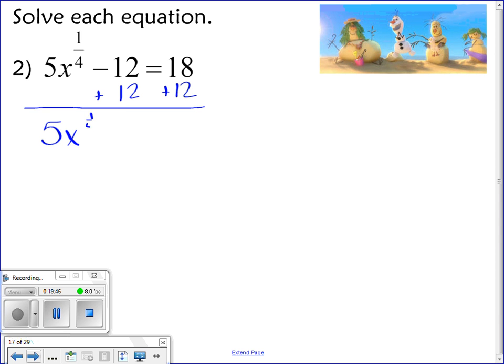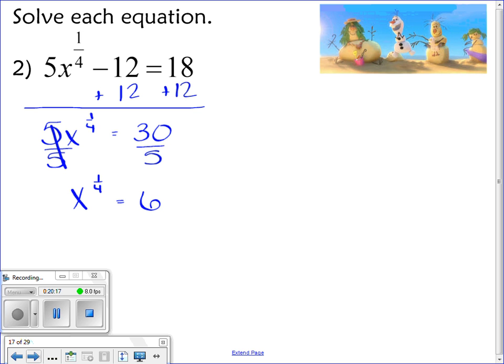5x to the 1/4 equals 30. Am I ready to raise things to the 4 over 1, or do I have to get rid of something else first? I have to divide by 5. Because I know a lot of you are like, oh, 5x, that's one piece, right? No, no, no, it's not one piece. That 1/4 is only on that x because there's no parenthesis holding it to anything else. So x to the 1/4 equals 6.